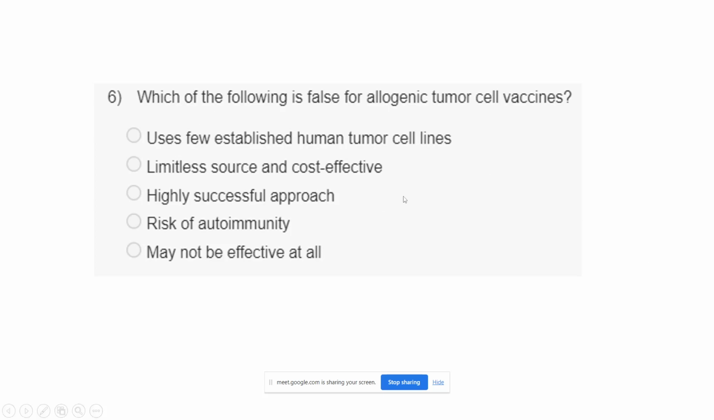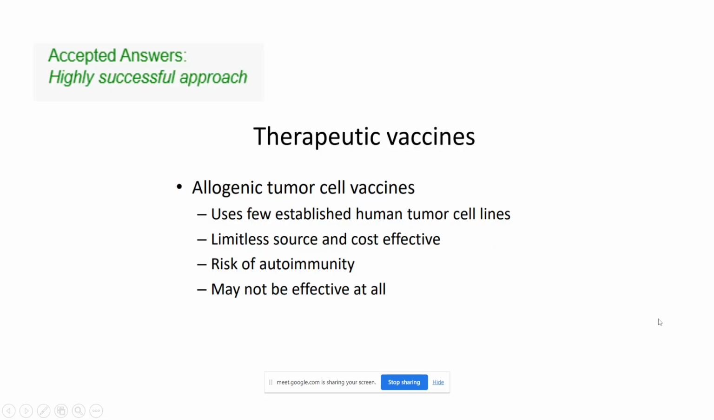Okay. So here it is asking which is false for allogenic tumor cell vaccines. So yes, the third option will be correct, which is highly successful approach. This is not a very highly successful approach. It may not be effective at all. That is one of the options. So these are therapeutic vaccines, allogenic tumor cell vaccines. It uses very few established human tumor cell lines, limitless source and cost effective, risk of immunity, and may not be effective at all.